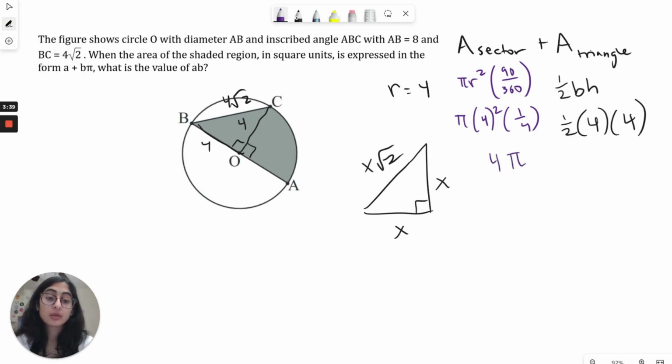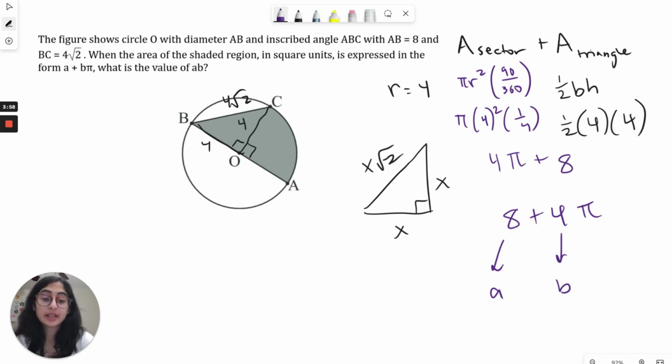And then we're adding 1/2 times 4 times 4, which is 8. So the area of the entire shaded region is just 8 plus 4 pi. And so that means A is 8 and B is 4. And it's asking for AB, or A times B. So this ends up being 8 times 4, which is equal to 32. And that is our final answer.